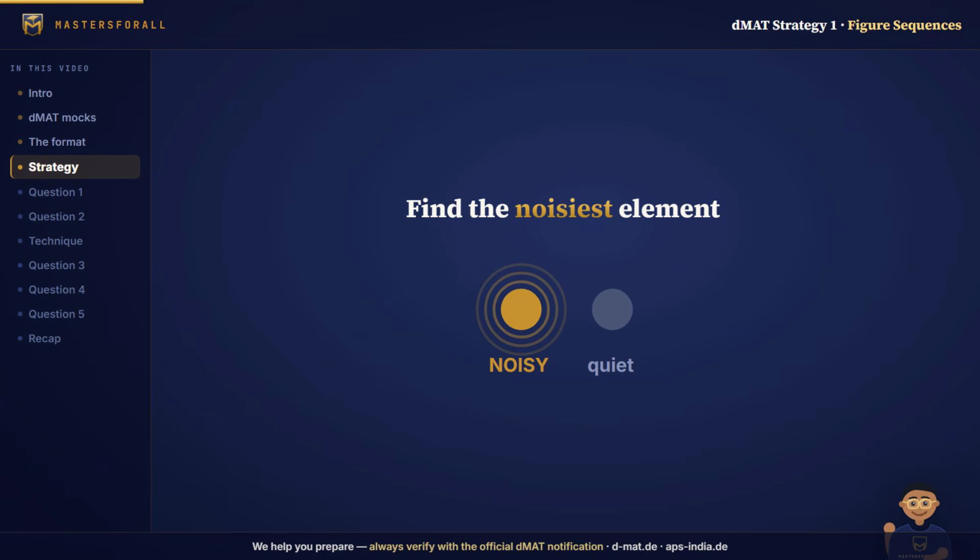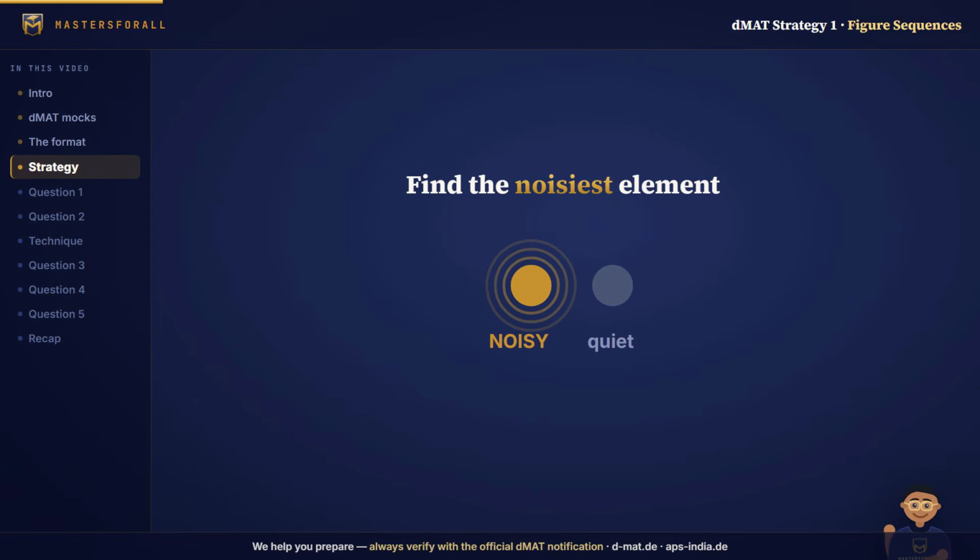So here is the opening move. Look across all 4 and find the element that changes the most. The noisiest element gives up its rule fastest. Name that rule, and you have usually killed half the options before you've looked at anything else. Noisy first, quiet second, always that order.